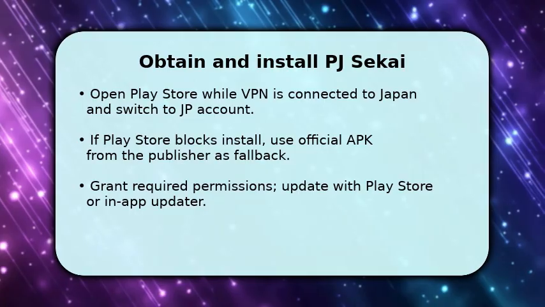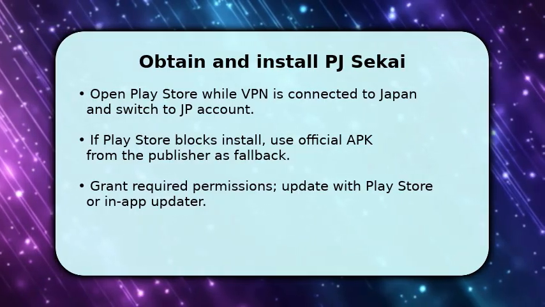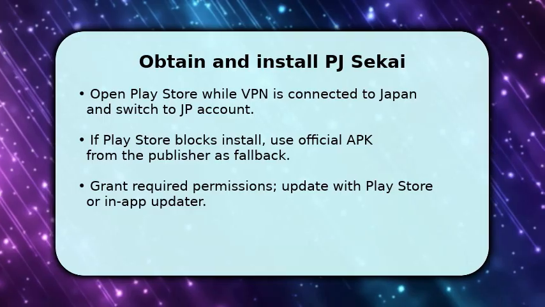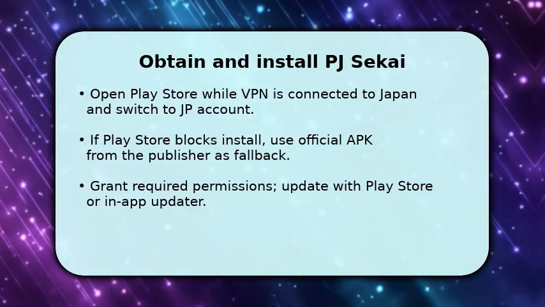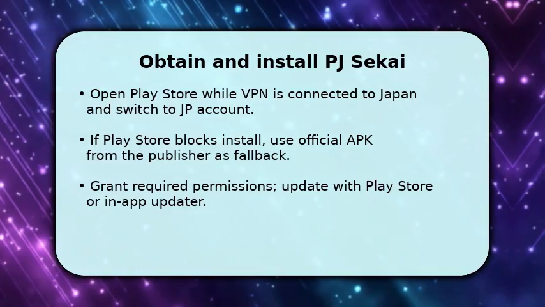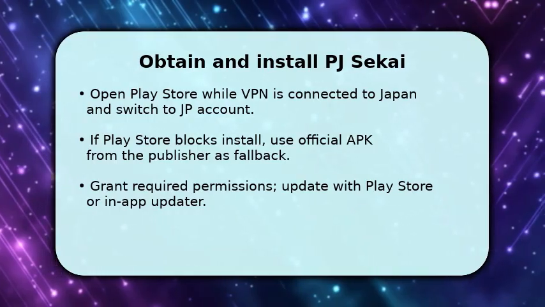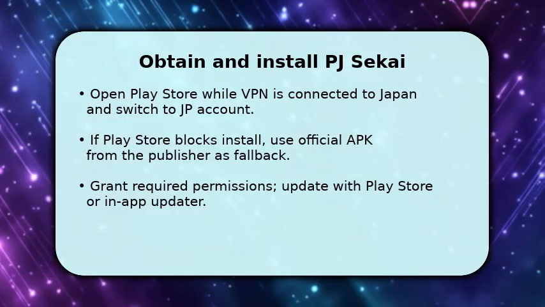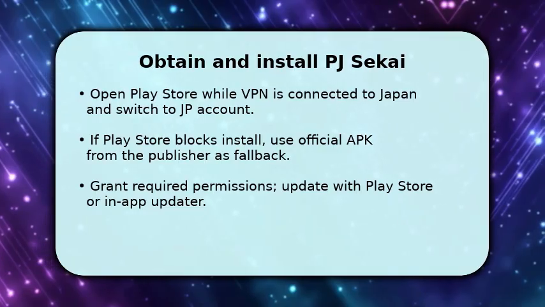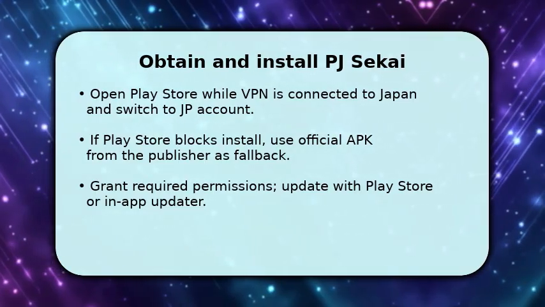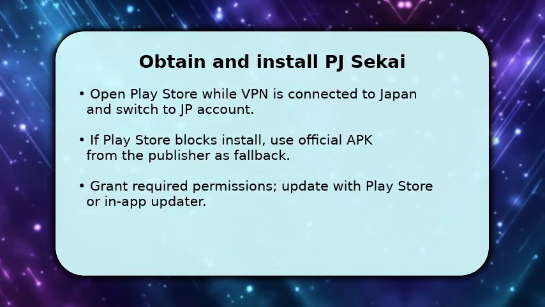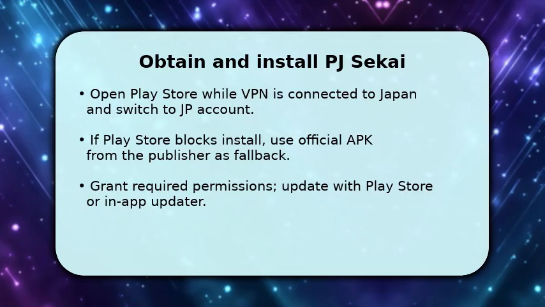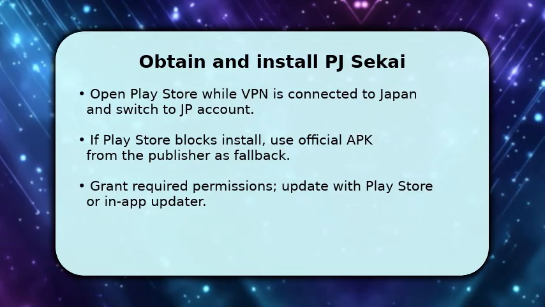Now you obtain and install the Pjsk Jp app. With your VPN active and the Japan account selected in Play Store, search and install. The store should permit the download. If the Play Store still blocks you, download the publisher's official APK as a fallback and sideload only from that verified source. After installation, launch the game and grant requested permissions so it can update assets.